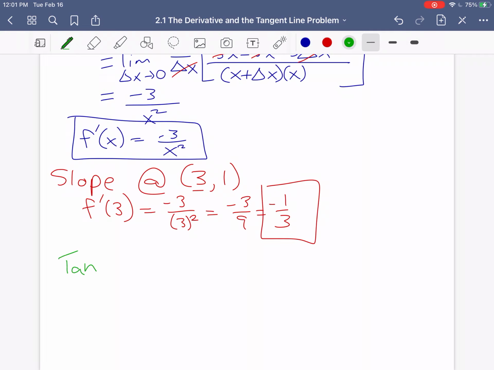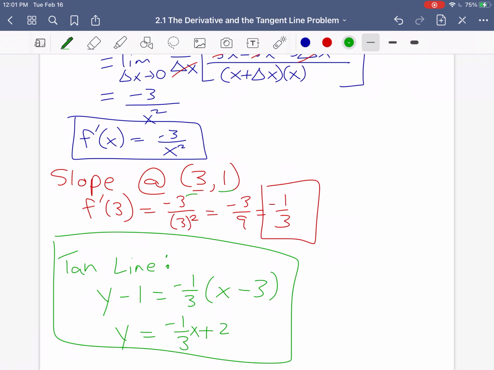For the equation of the tangent line, we can jot this down again in point-slope form. y minus the y value, which is 1, so y minus 1 is equal to the slope, negative 1/3, times x minus the x value, so x minus 3. We could solve that for y if we really want it in slope-intercept form. Solving that for y, we'll get negative 1/3 x plus 2. And that is the equation of our tangent line.